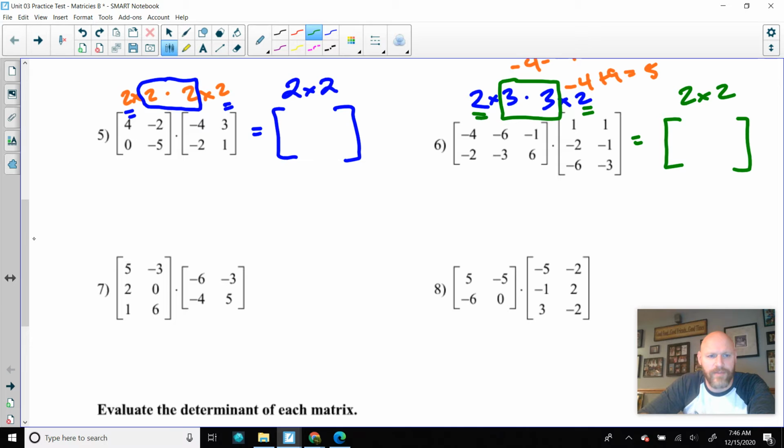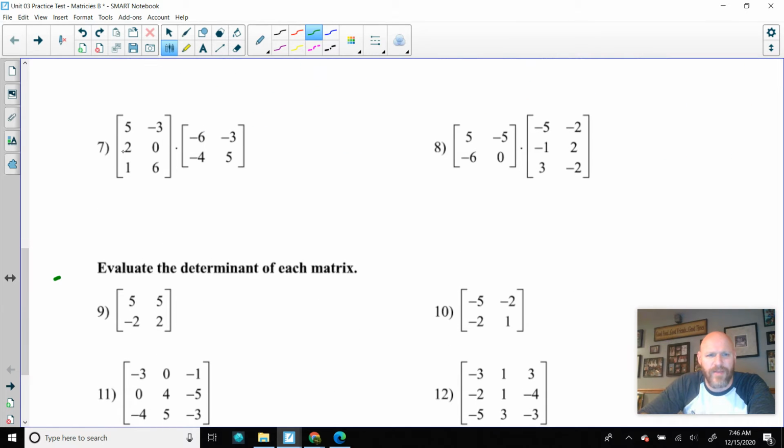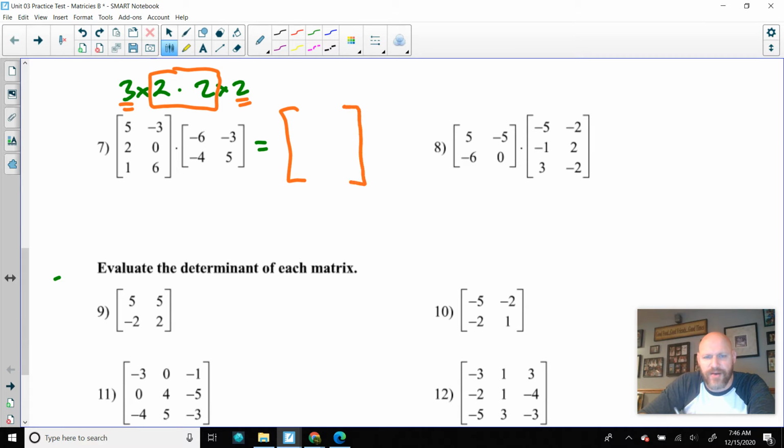This is going to be a 3 by 2 matrix. This is going to be a 2 by 2 matrix. So when I multiply those two together, the numbers in the middle do match. So that means our answer will be a 3 by 2 matrix. So it'll be 3 rows by 2 columns when that's all said and done.